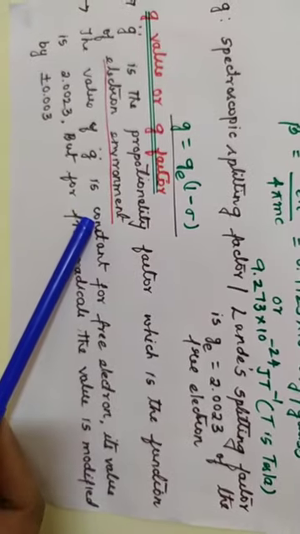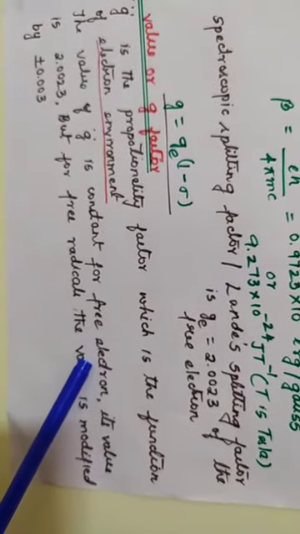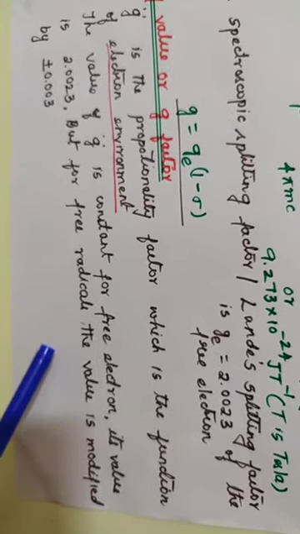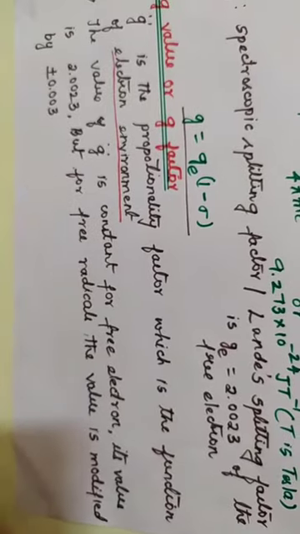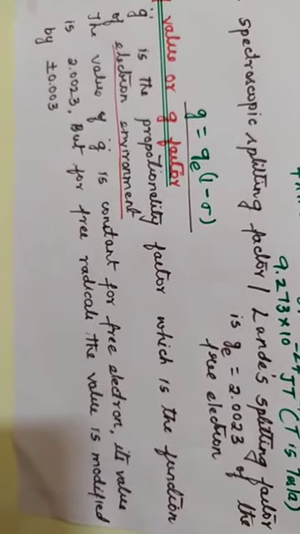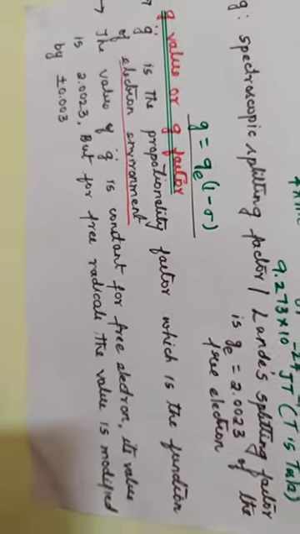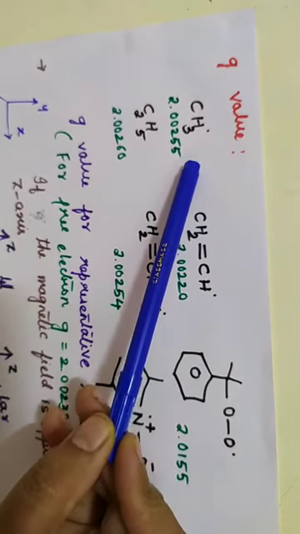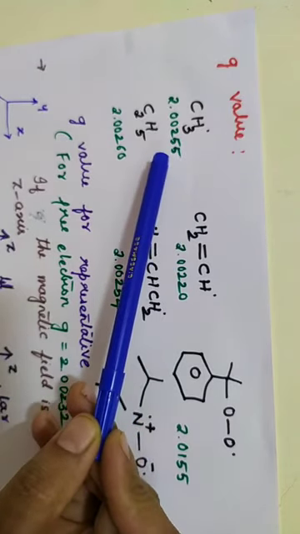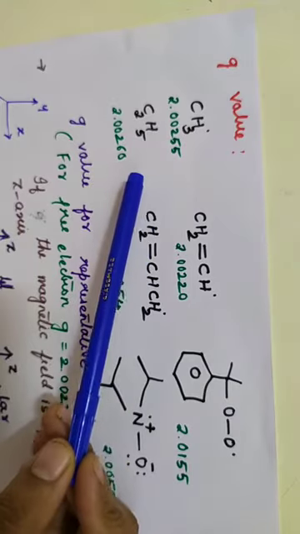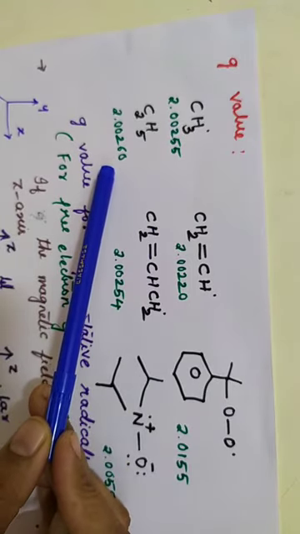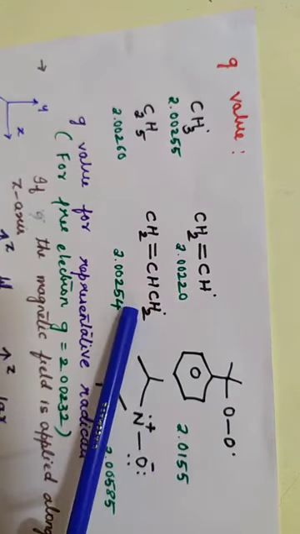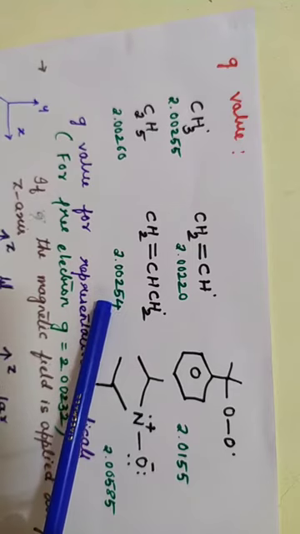So G value is constant for a free electron. It is always fixed. Its value is 2.0023. But for the free radicals, the value is modified by plus or minus 0.003. So let us know a few examples of free radicals. These are the G values of a few free radicals. Methyl free radical is 2.00255 and ethyl free radical is 2.00260. Ethene free radical is 2.00220 and propene free radical has 2.00254.